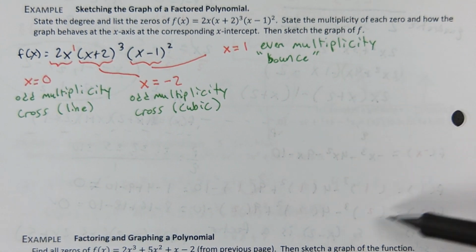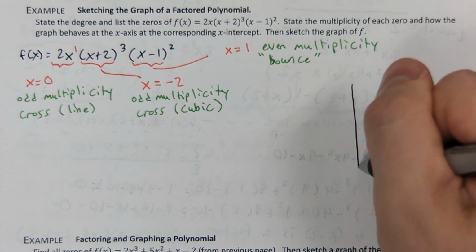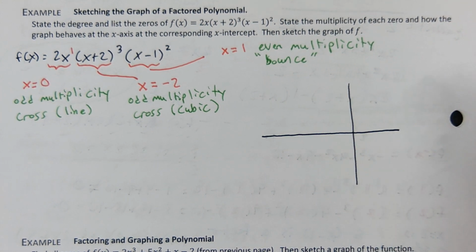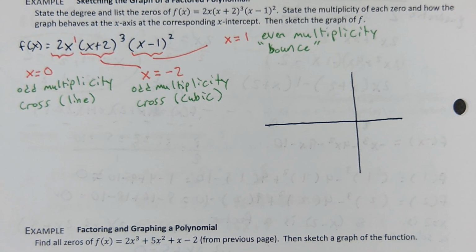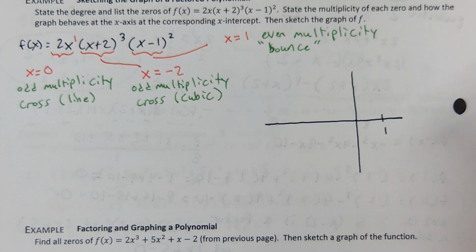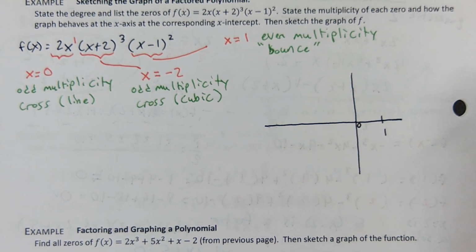So over here, I'm going to do a quick XY sketch. And I only care about 3 x values. They're the 3 that I wrote in red. X equals 1, x equals 0, and x equals -2.